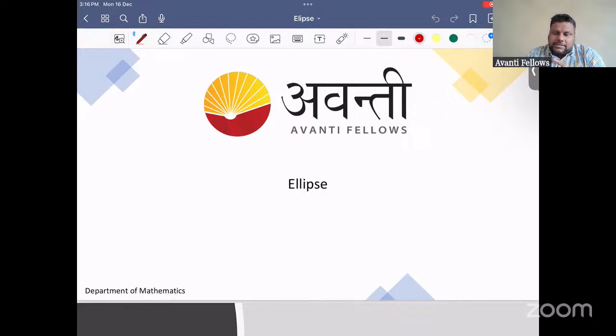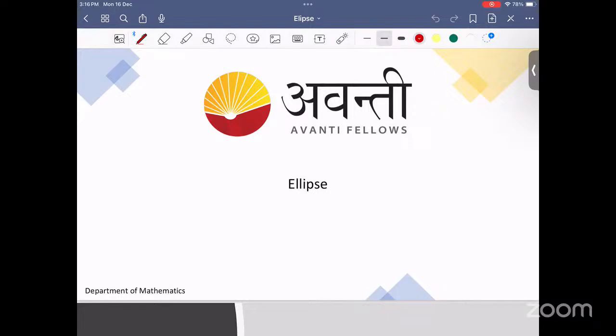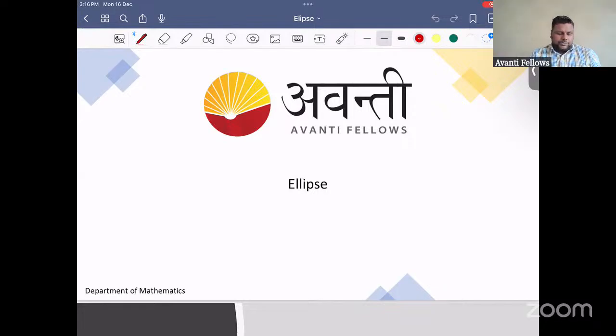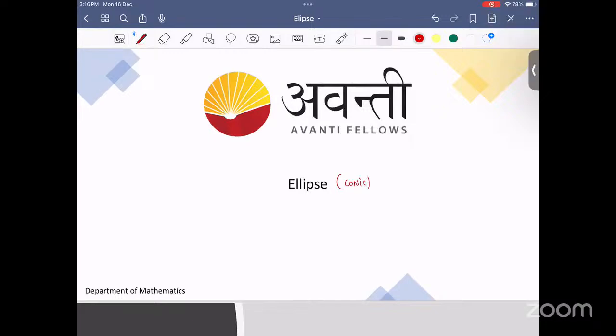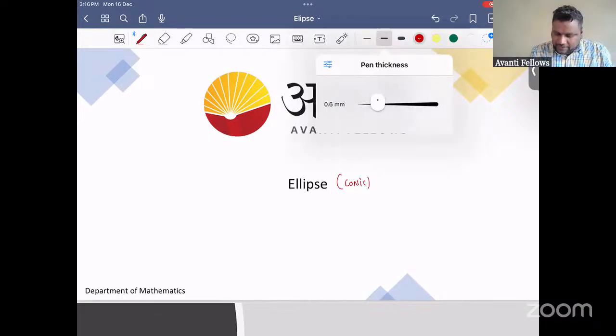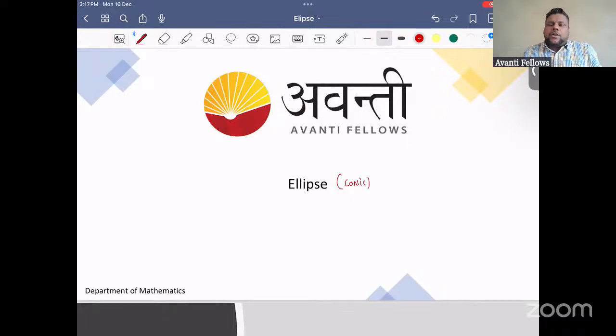While Earth is moving around the sun, that path is what? Elliptical orbit. Elliptical only. Okay. So how did we get the ellipse? If you remember, this ellipse is a conic, yes or no? Yes, sir. This ellipse is a conic. And conics are what? They have been designed by cutting a cone.